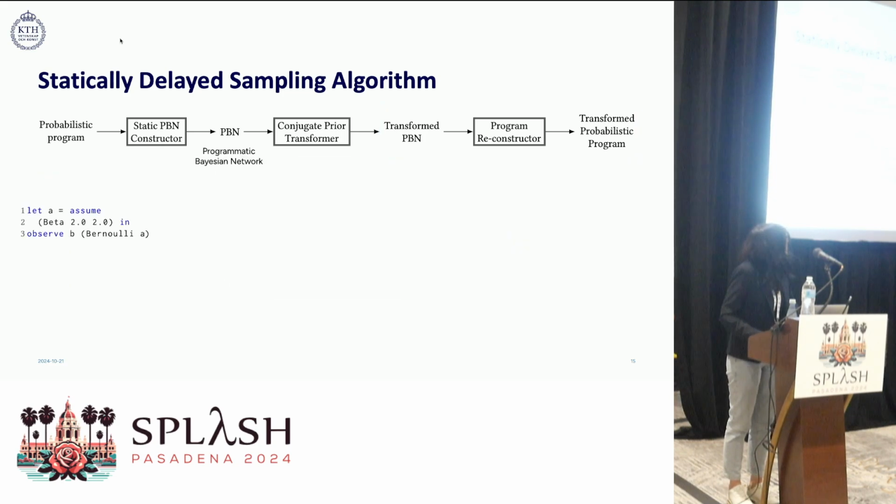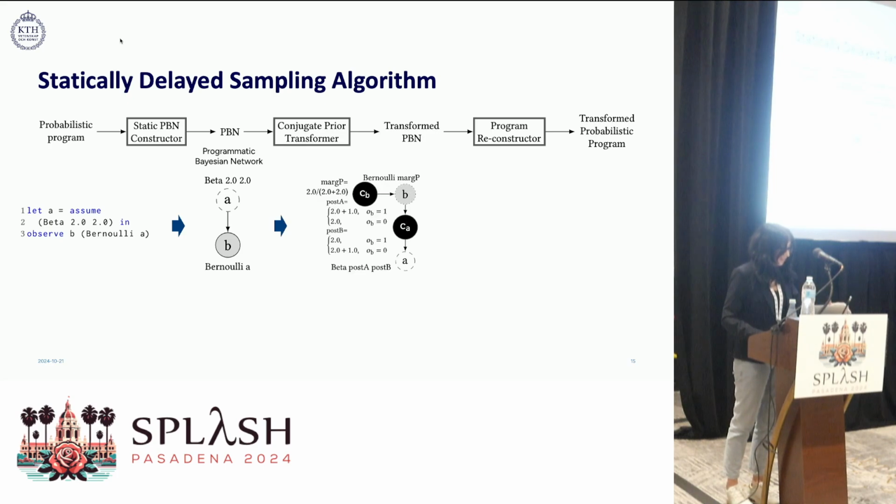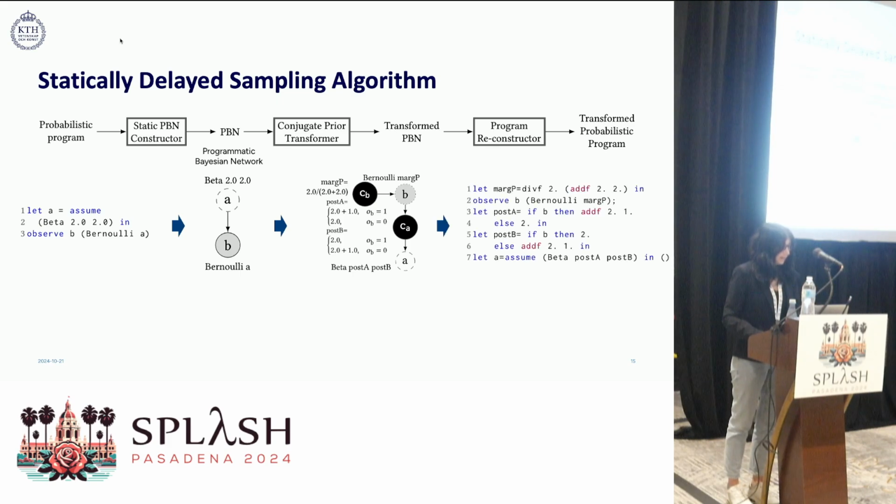Just to give an example, on the left-hand side, we have the CorePPL program, the first step, and then we generate a graph out of it. I will detail this a bit more, but then, using the conjugate prior relations, we transform this graph. So this only happens now on the graph, we don't really care about the code. And the final step is regenerating the code from that.